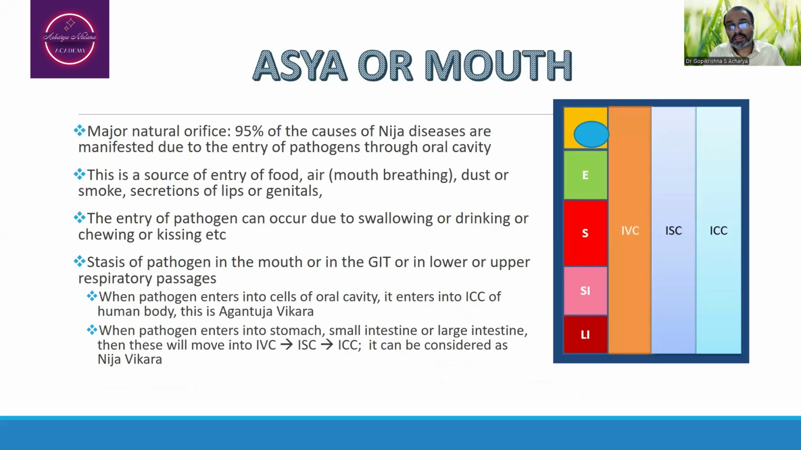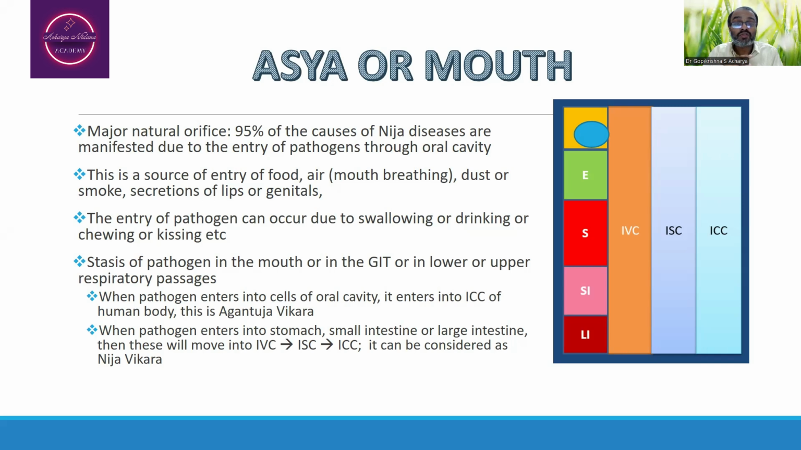As far as today's topic, for further understanding of this, talking about the Asya, it is considered to be one of the major natural orifices, wherein 95% of the causes of Nija Vikara, where there may be a possibility of affliction of dosha, are manifested due to the entry of pathogens through the oral cavity only.